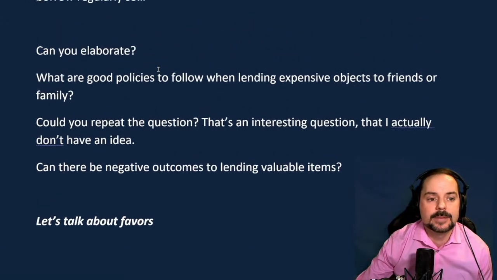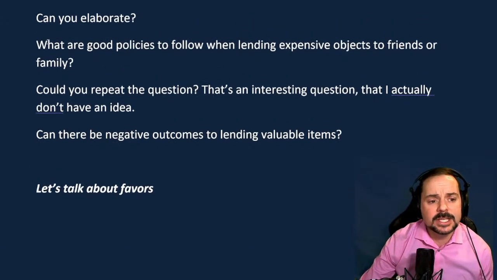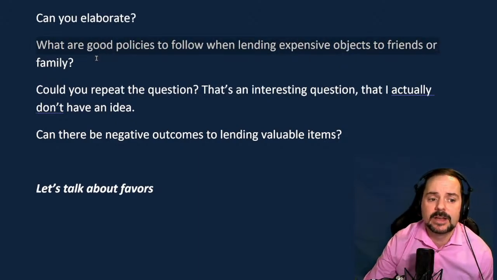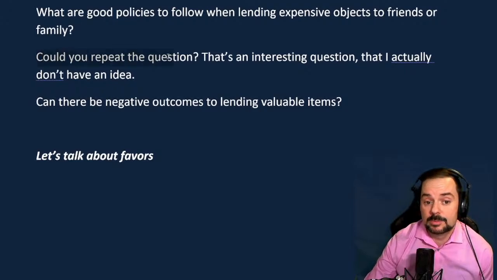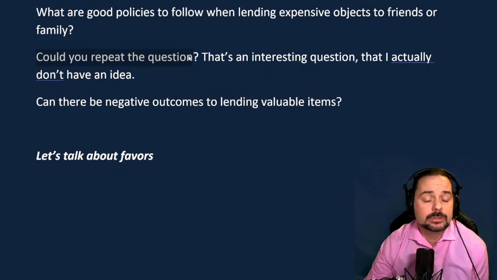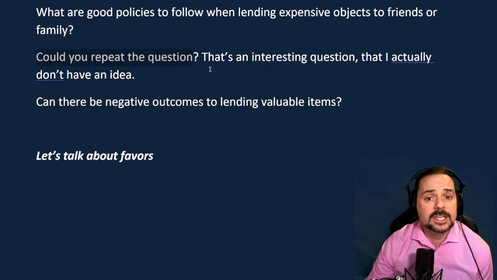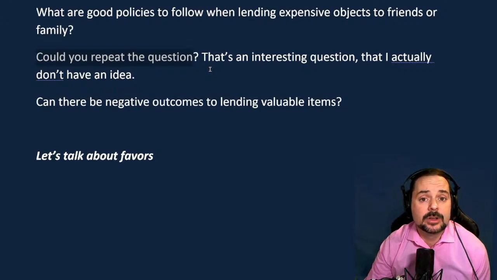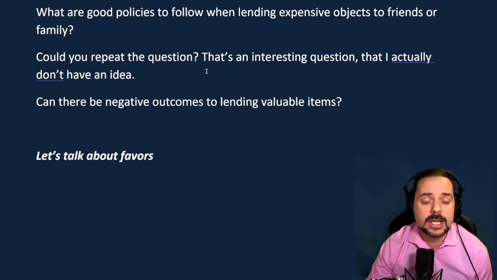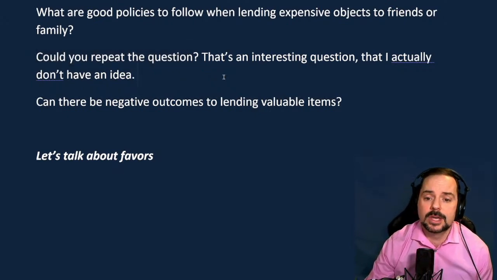That was great, okay? So I asked Elon this question, what are good policies to follow when lending expensive objects to friends or family? And Elon said, could you repeat the question? So yeah, sure, I can. The examiner can repeat the question. You can ask them to do that once or twice. Worst case scenario, they go to the next question. Best case scenario, they repeat the question, you clearly understand it, and you give a good answer. It's absolutely okay to do that.